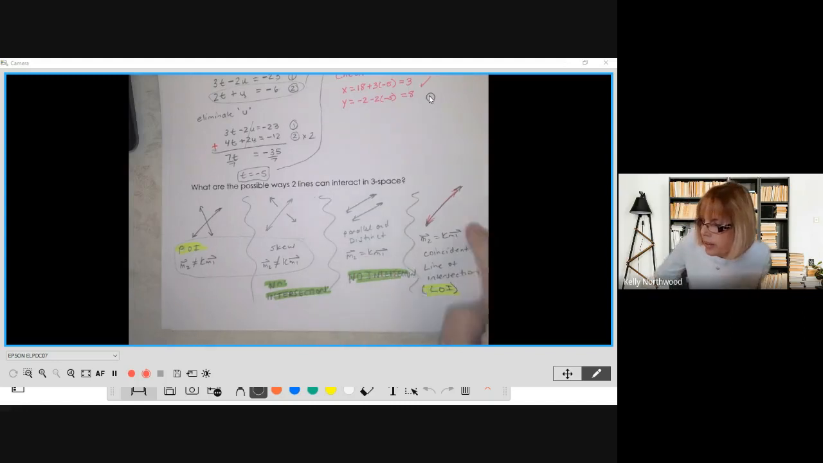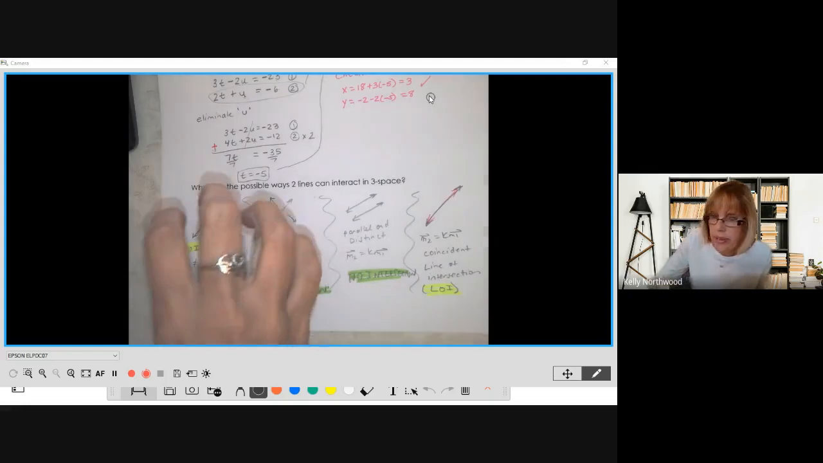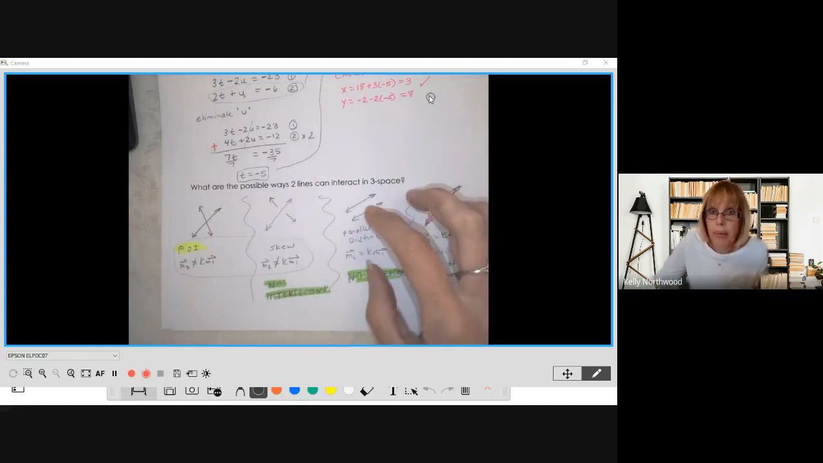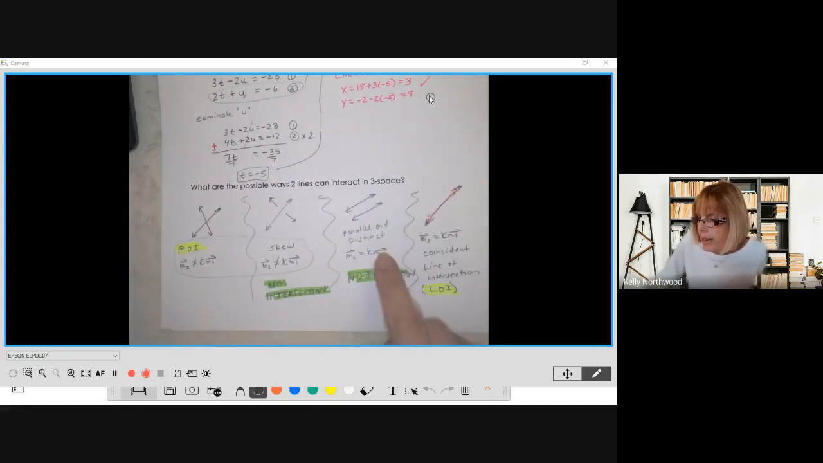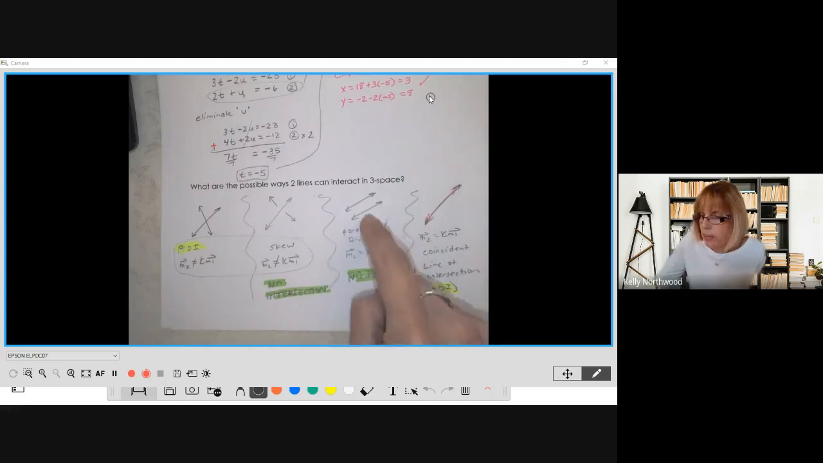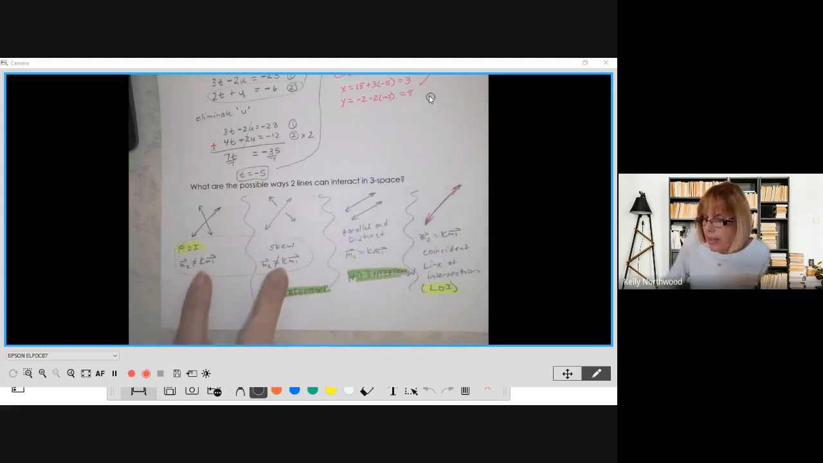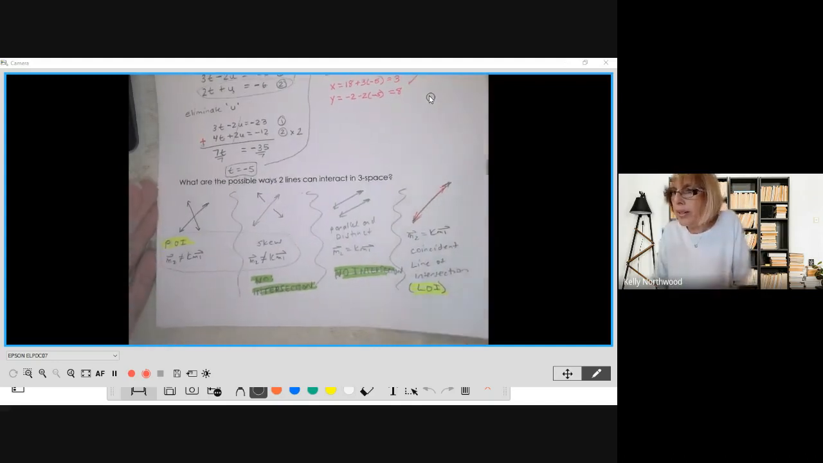So first of all, we would look at the direction vectors to decide whether we're on this pathway or on this pathway. To tell between these two, we see if they share a point. That's our test. If they do, they are coincident. If they don't, they're parallel and distinct. And then we're going to use the elimination route and see whether we have a point of intersection or skew lines if the direction vectors are not scalar multiples.